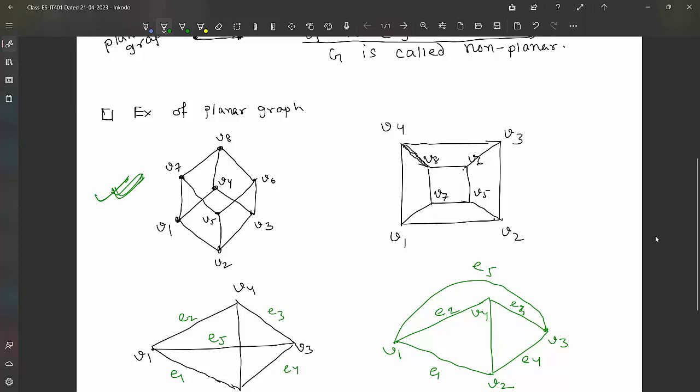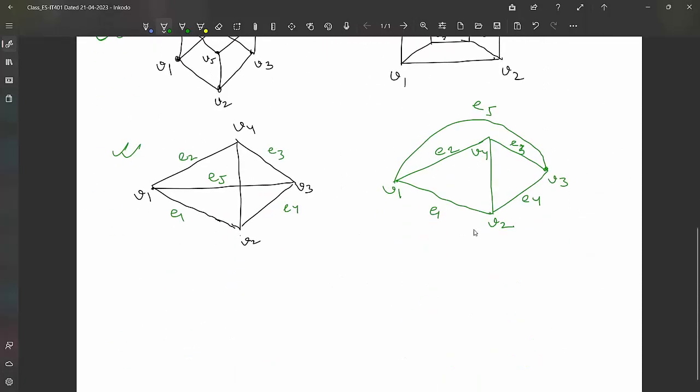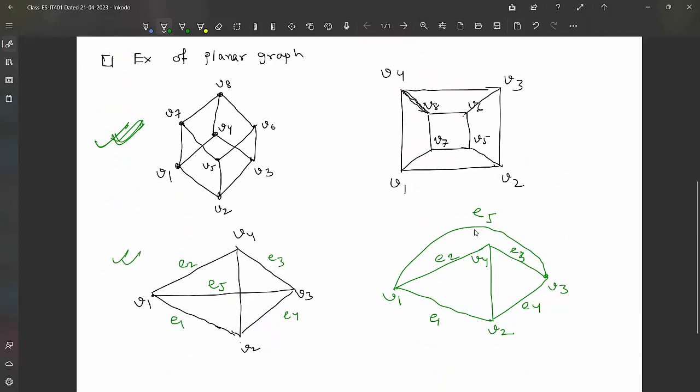By the first look, you actually guess that this is not a planar graph. You think that it is not a planar graph, but you can draw it in a plane. You can draw an isomorphic graph of this graph, and also for the first. So that's why these graphs are called the planar graph.